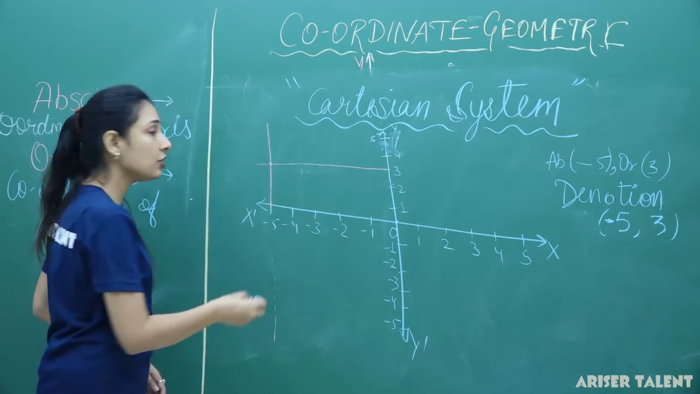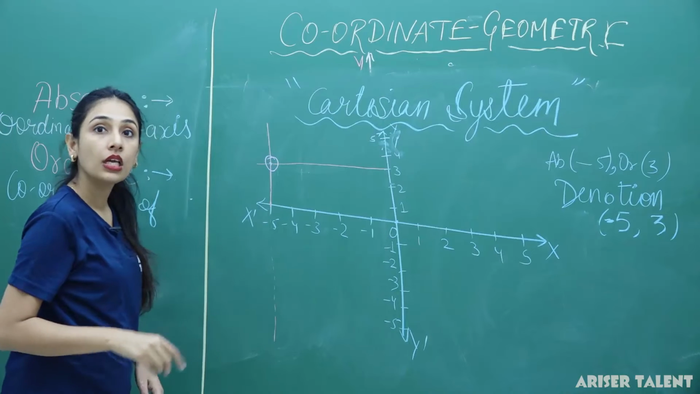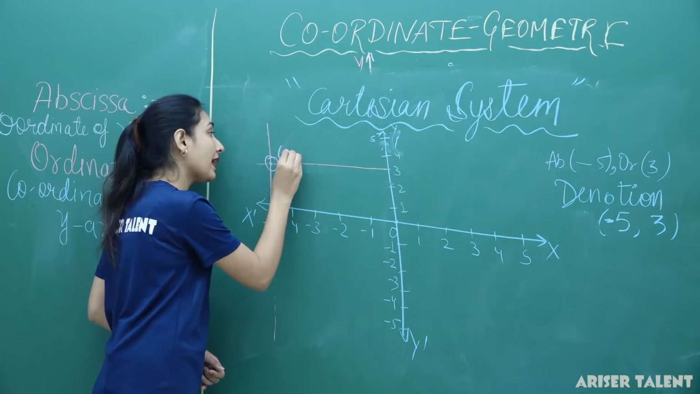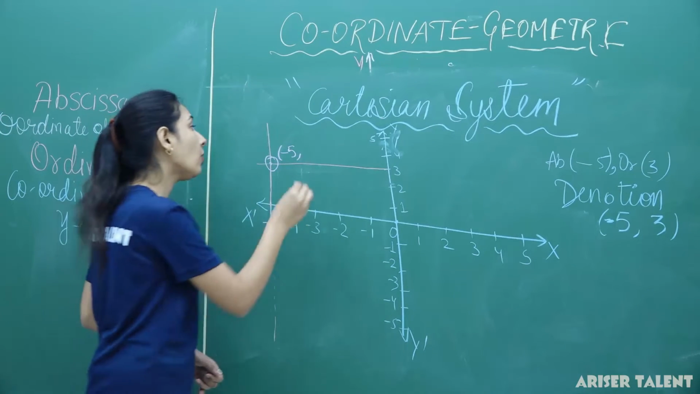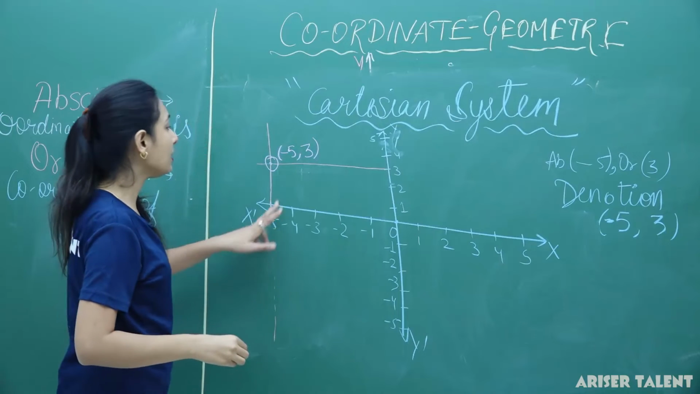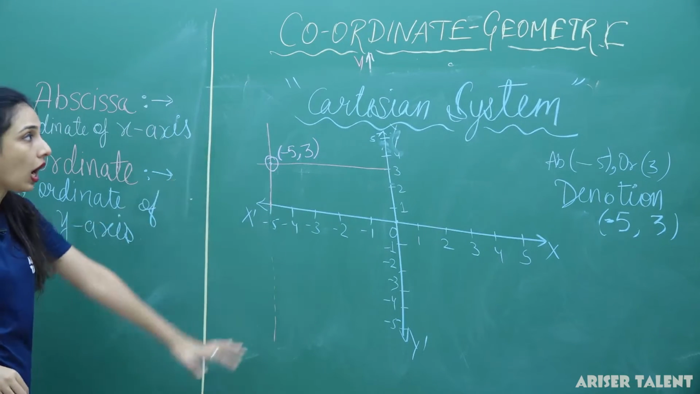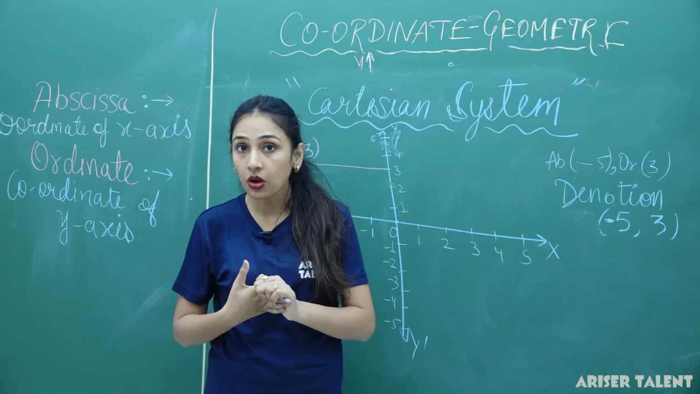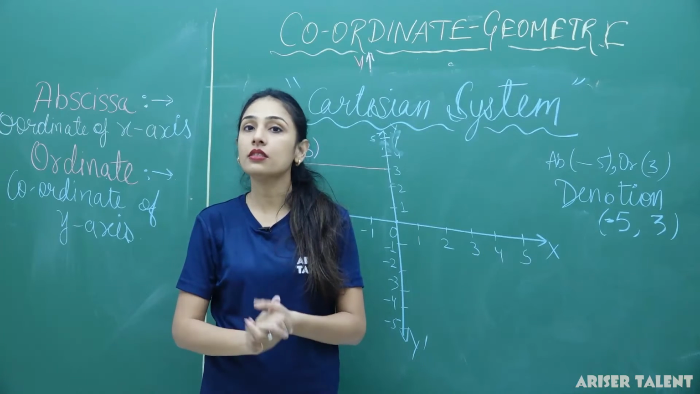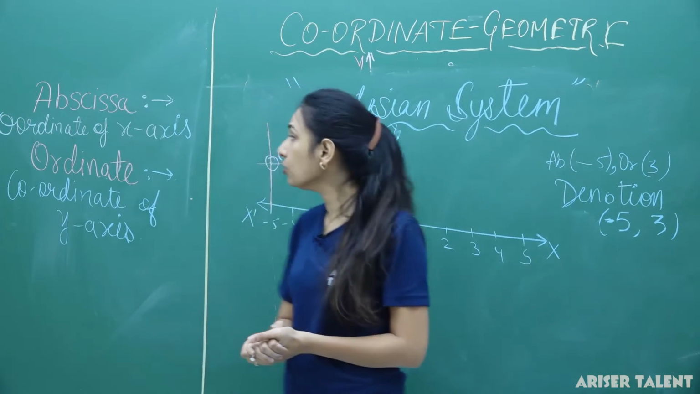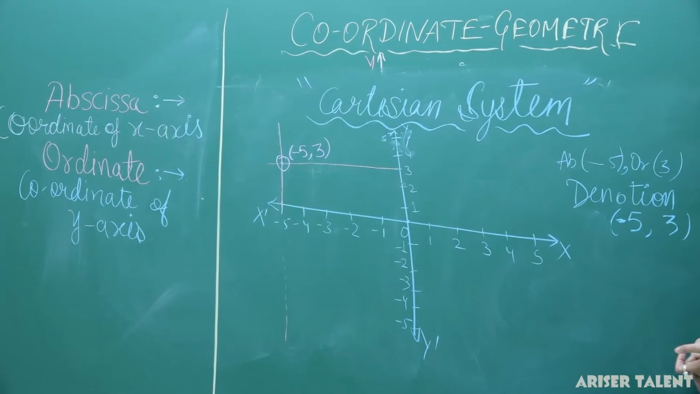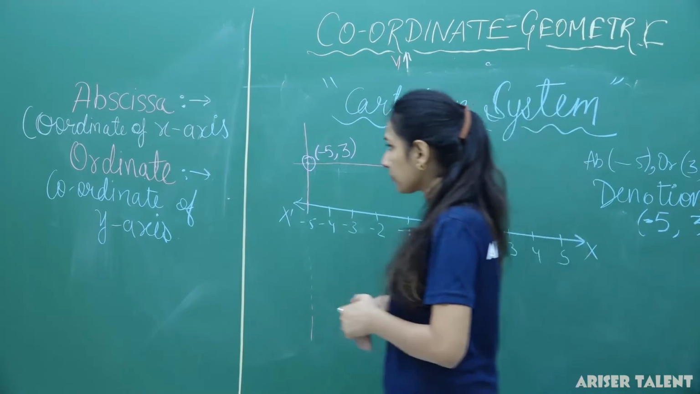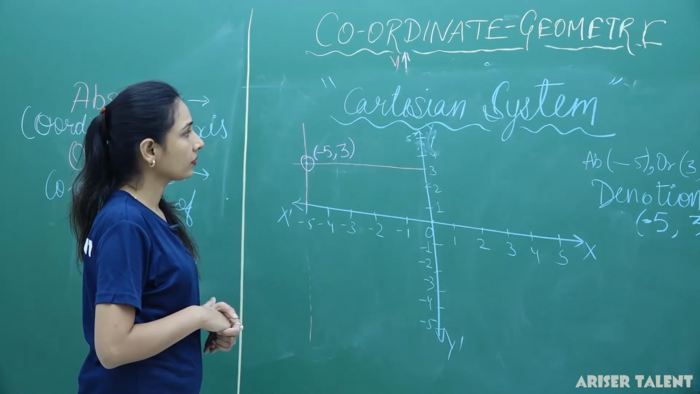You can represent this point by having a circle on it. Now, how will you name it? By writing the abscissa first, so -5, comma, and then the ordinate, which is given as 3. So (-5, 3) is here. Now you know how to represent a point on the Cartesian system, or the coordinate system. So note it.